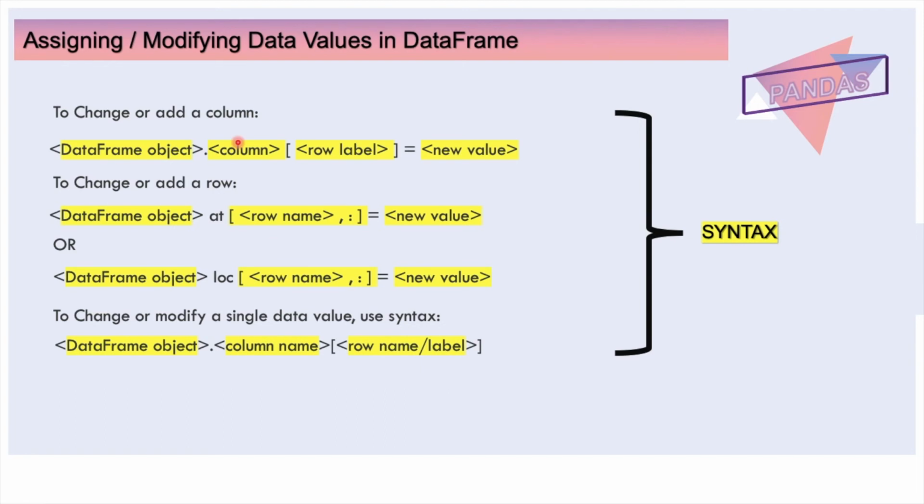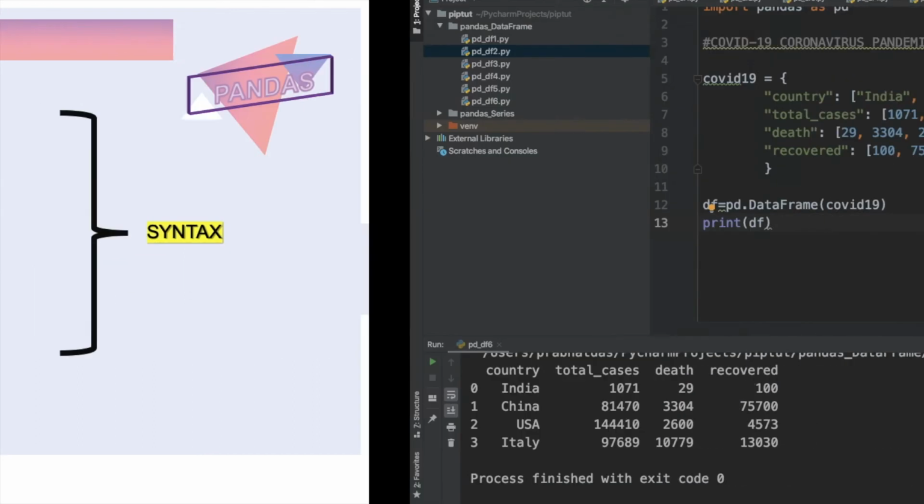In this section, we will try to manipulate the data of a data frame. In order to do that, we will follow this particular syntax. This syntax says we need to use the data frame object along with the column name and the row label. If we use these parameters and set a new value, the data of that particular column and row will get changed. So let's try to do that.